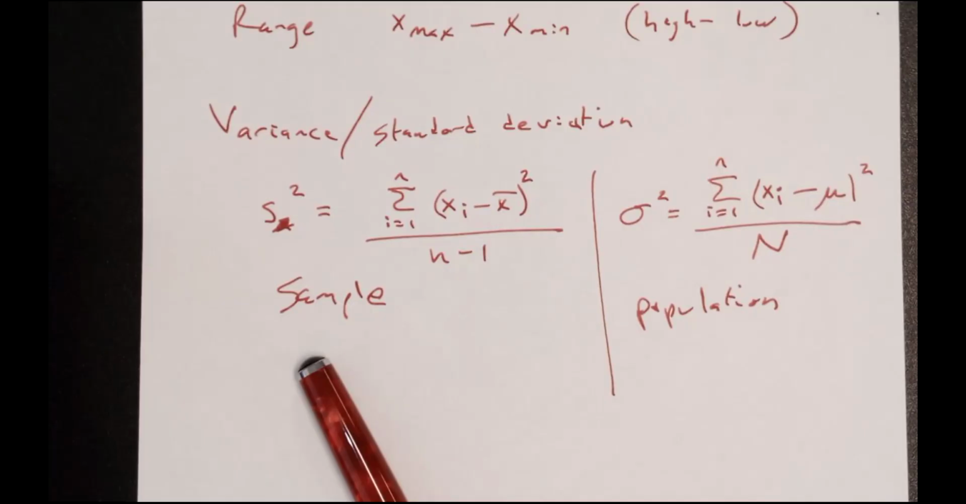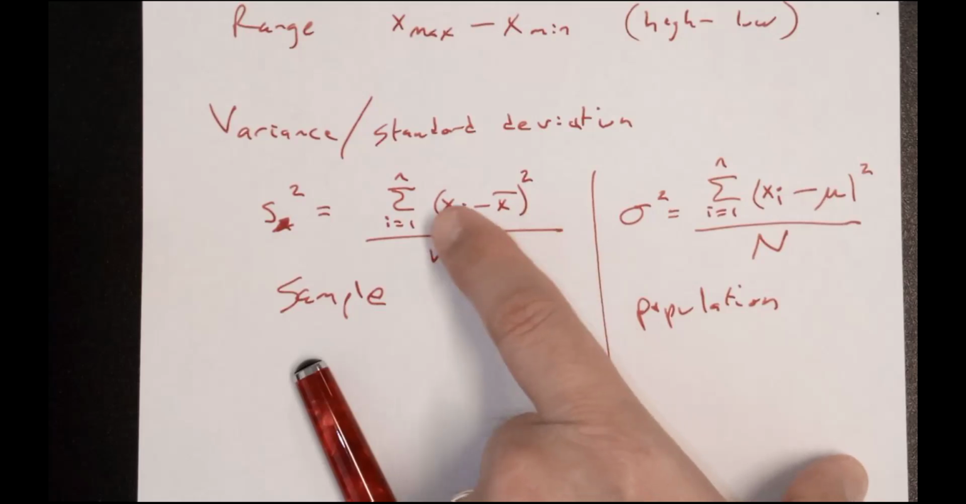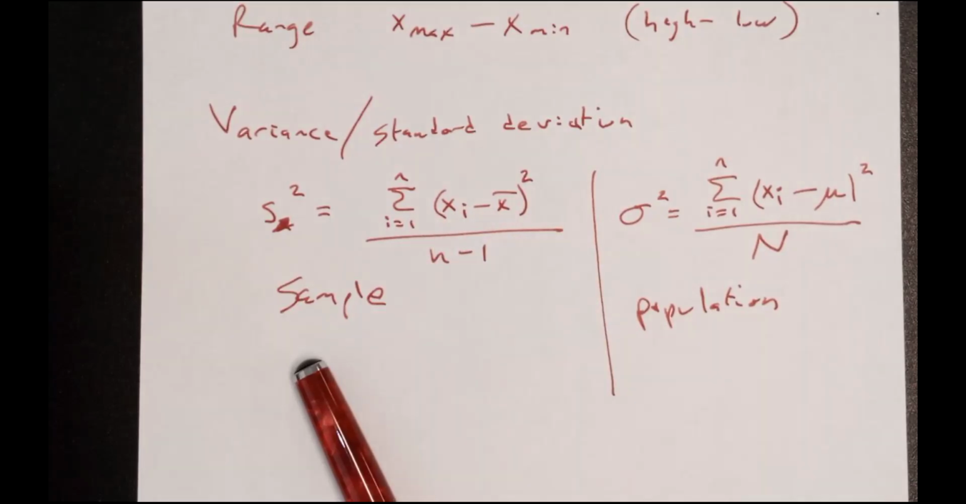And it's only used for sample as opposed to population because I had to calculate something from the same number. And I don't want to use this extra information twice. So take it away once. It's a weird idea.